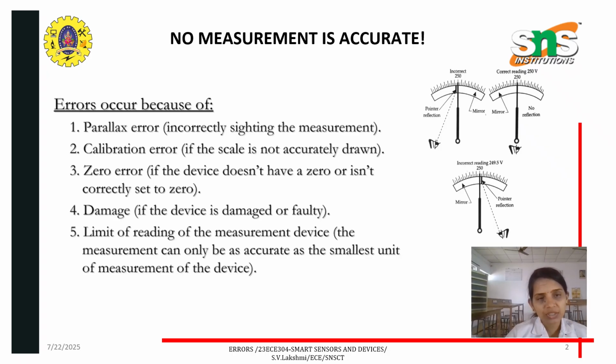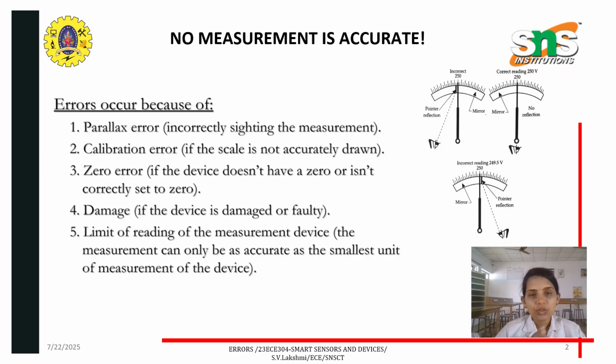Second is calibration error. Calibration error means the scale is not accurately drawn, or there is a failure in setting up. The other one is zero error. Zero error means the instrument does not have a proper zero, so if it is not correctly set to zero, then zero error would occur. And then the next is damage. If the device is damaged or faulty, an error would also occur.